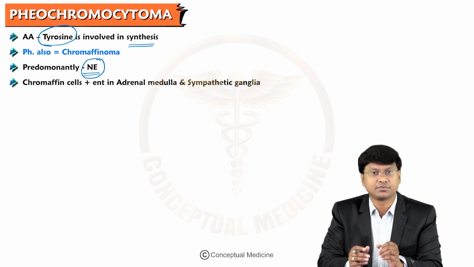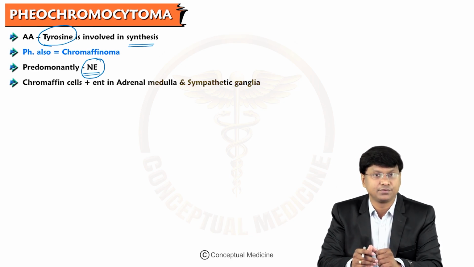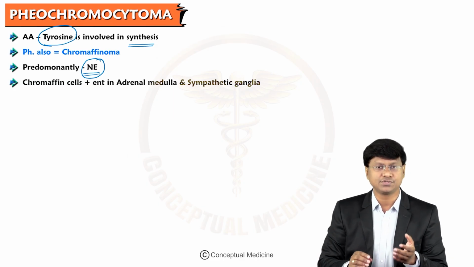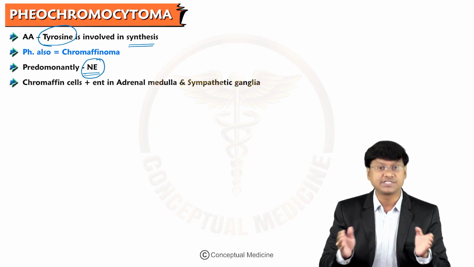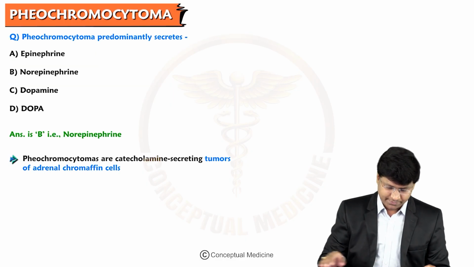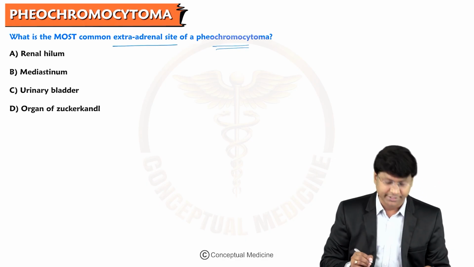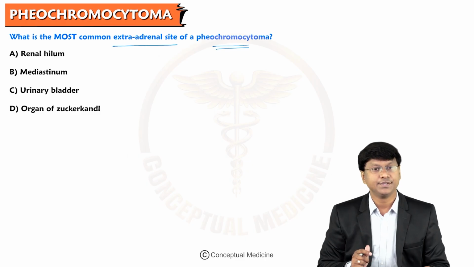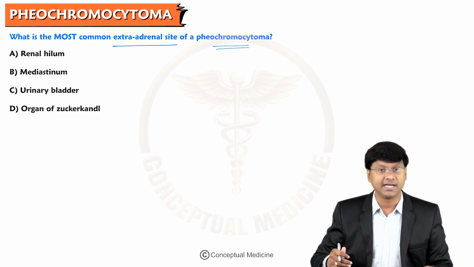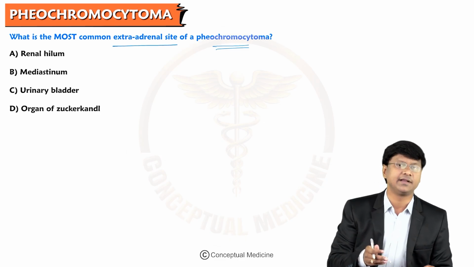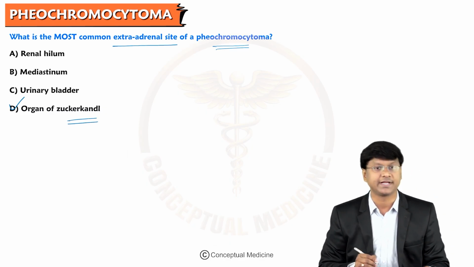Now, after having discussed the adrenal pheochromocytoma, you should know what exactly are the sites of the extra-adrenal pheochromocytomas. Extra-adrenal pheochromocytomas are those where the chromaffin cells or the neuroendocrine cells are present outside the adrenal medulla. You see this question, what is the most common extra-adrenal site of the pheochromocytoma? Renal hilum, mediastinum, urinary bladder, the organ of Zuckerkandl. I'll tell you the answer and later on I'll tell you what are all the common extra-adrenal sites for the pheochromocytoma. The most common site is the organ of Zuckerkandl.